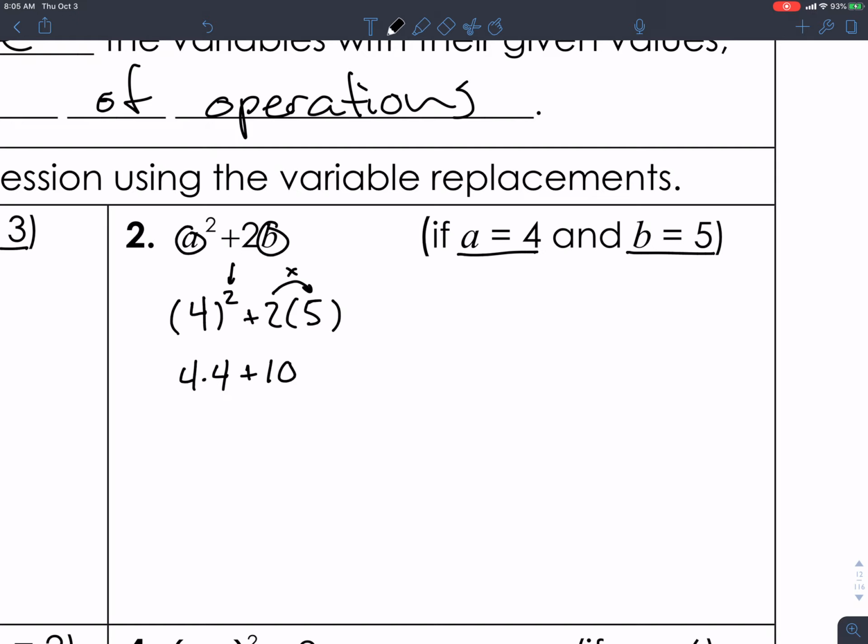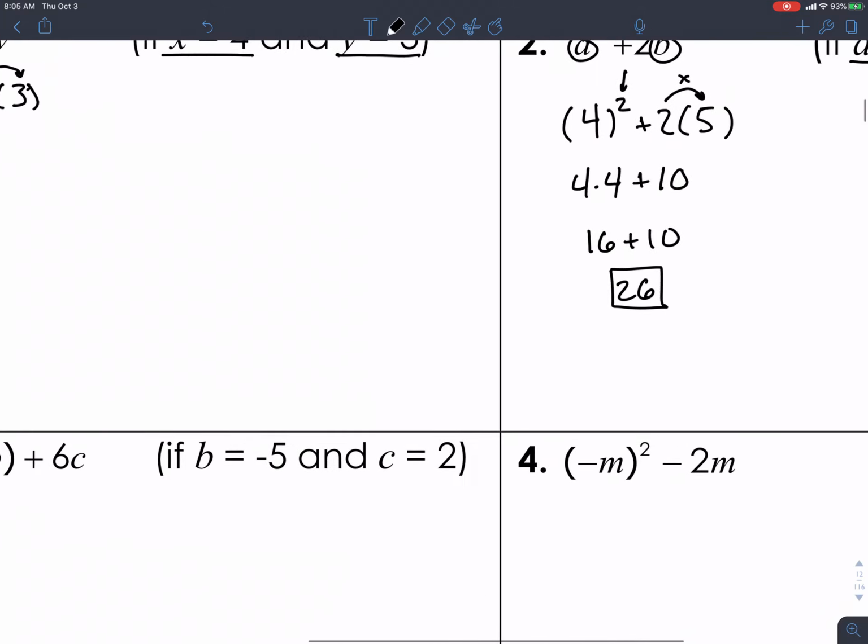Now let's go back. PEMDAS. We already did the P. We don't have any exponents left for E, so we go to multiplication and division. There's multiplication. 4 times 4, 16, plus 10. 16 plus 10, 26. That's evaluating expressions. We're not technically solving them because they don't have an equal sign. We're evaluating them. Let's move on to number 3.